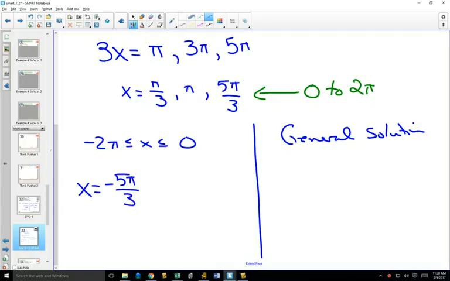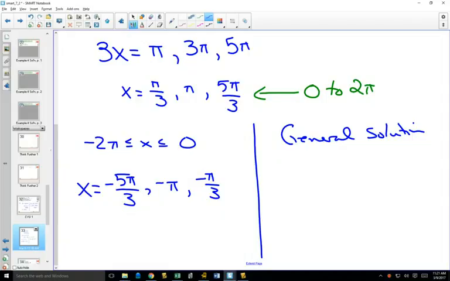What about pi? If I was going in the negative direction, what would be coterminal with pi? Negative pi. And if you're going to 5 pi over 3, which is in quadrant 4 in the positive direction, well, that's going to be the pi over 3 member just 1 quadrant in the negative direction. So it's going to be negative pi over 3. So there's our solution between negative 2 pi and 0.